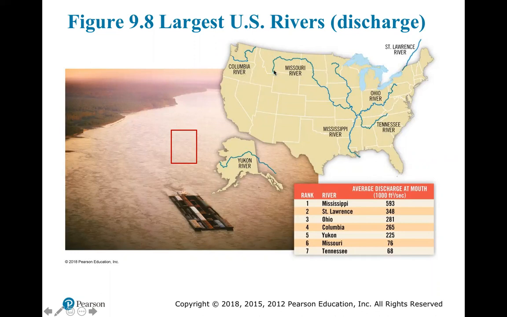But the important thing to understand is we have one river system, one drainage going to the Pacific Ocean, and another drainage system, another drainage basin.